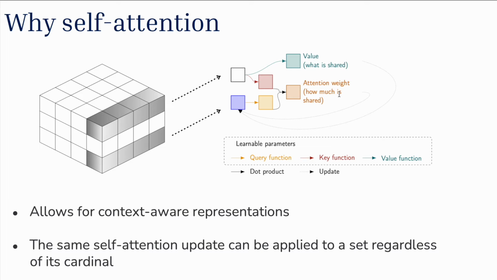Another point to put forward is that the same self-attention update can be applied to a set regardless of its cardinality, which allows us to apply our method to alignments of arbitrary size, both in terms of the number of sequences and in terms of the sequence length, the number of sites. I didn't mention this before, but as far as we know, existing deep learning approaches not only limit themselves to alignments with 4 sequences, but also to alignments with a fixed maximum sequence length.